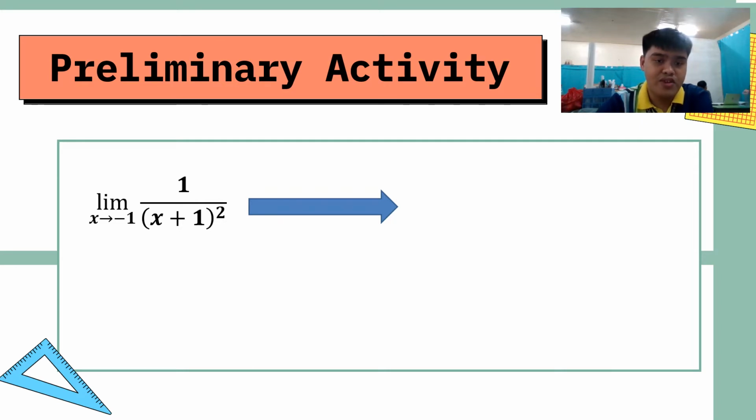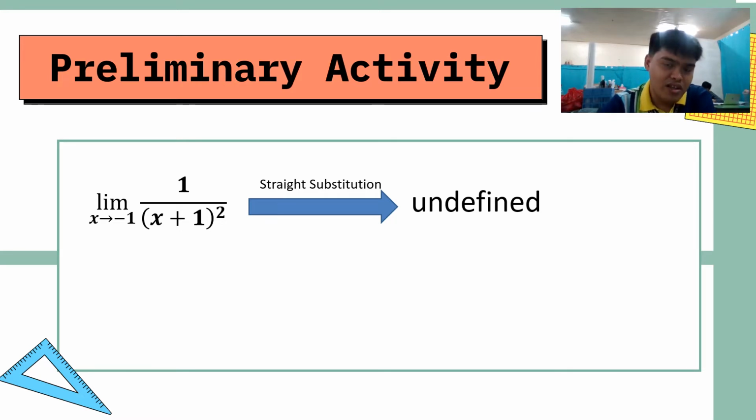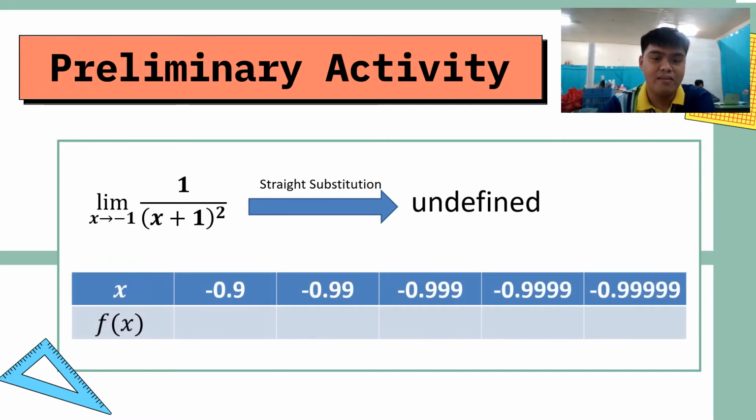So as you can observe this function, when we perform straight substitution on this function, it tends to be undefined because it will become 1 over 0. So as we earlier discussed, when a limit is undefined with straight substitution, it usually does not exist and it tends to infinity. But we will try to see using a table of values.